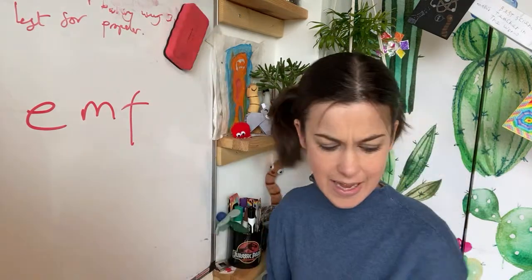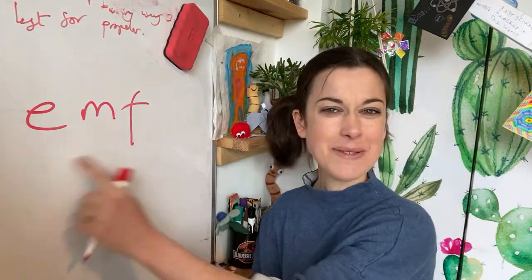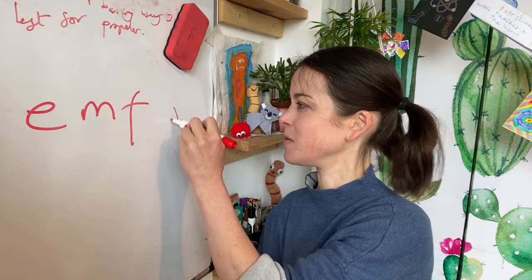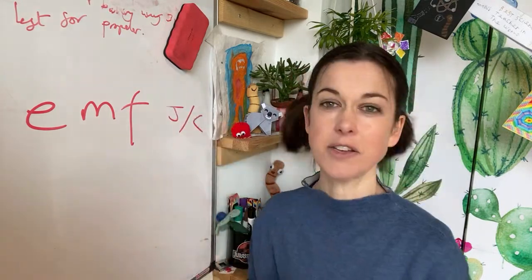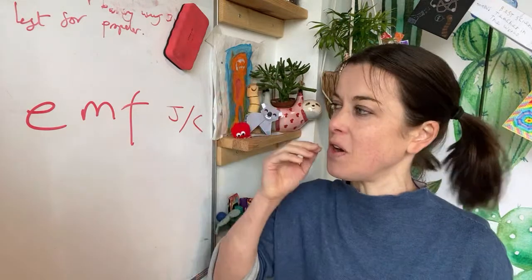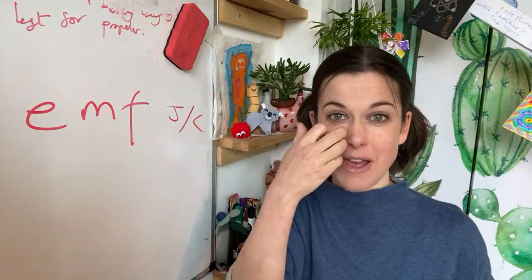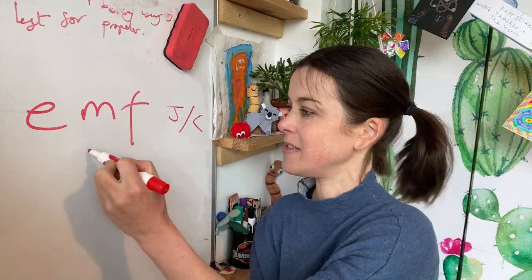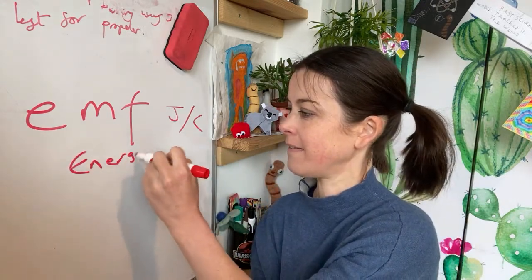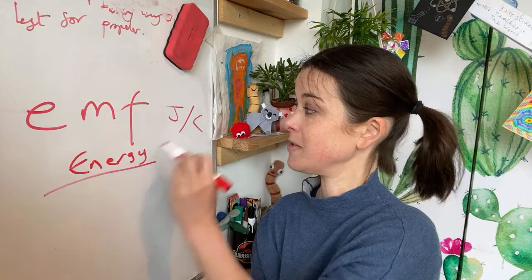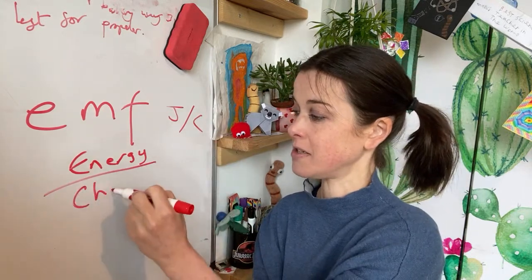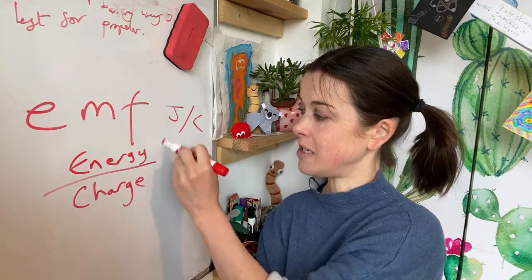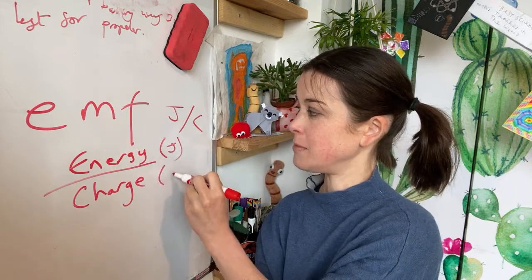The only thing I'll say is that you might be able to tell me the equation for EMF. I've told you that the units of EMF are joules per coulomb. So what's the equation for EMF? Well, it's the same as the equation for voltage. It's energy divided by, that's what that slash means, charge. Because energy is measured in joules and charge is measured in coulombs.